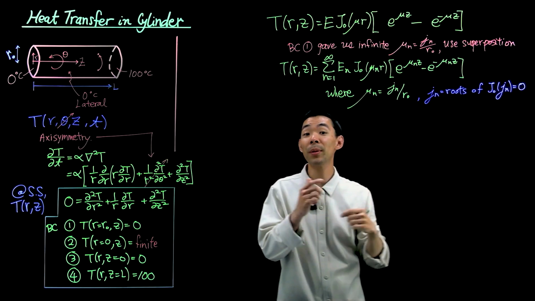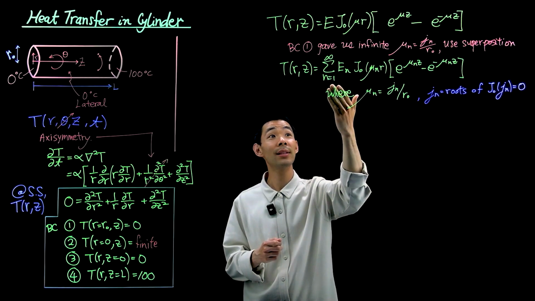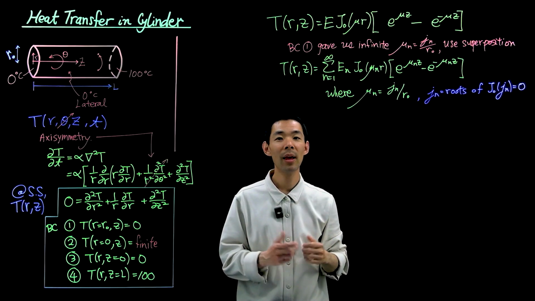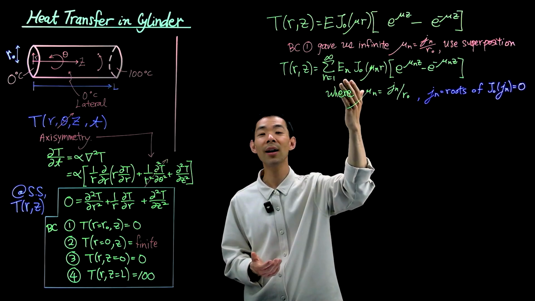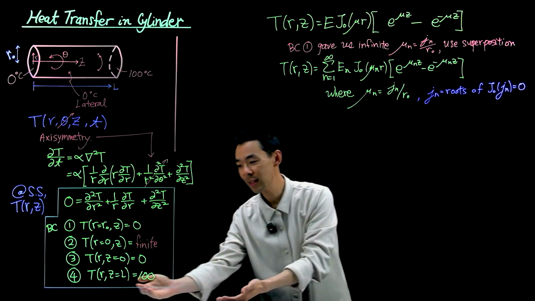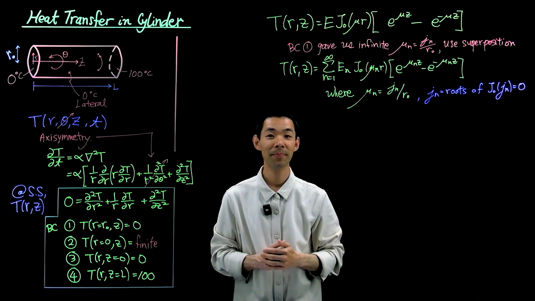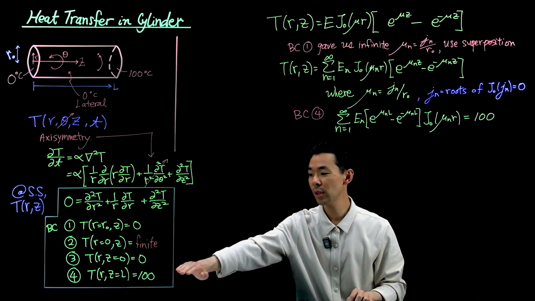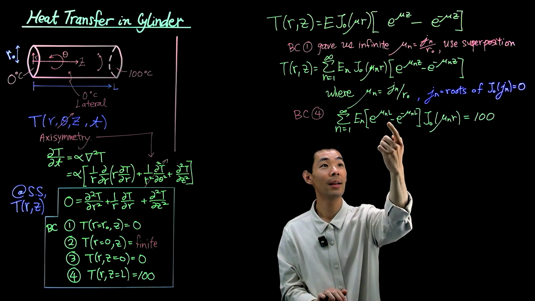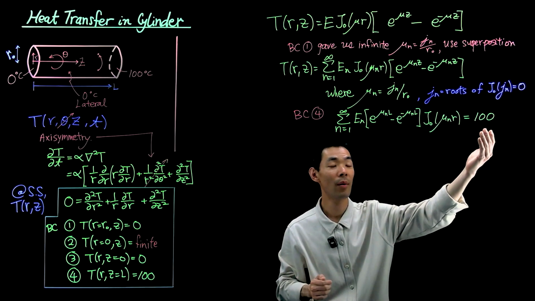So that suggests that we should use superposition to add up all of those independent solutions together to obtain this solution right here as the sum from 1 all the way to infinity of this solution. And now we have one constant of integration e sub n that we need to find. And we should use our last boundary condition at z equal to L to obtain our constant of integration. So I've just applied boundary condition number 4, which says that the temperature at z equal to L is equal to 100, the right-hand side.